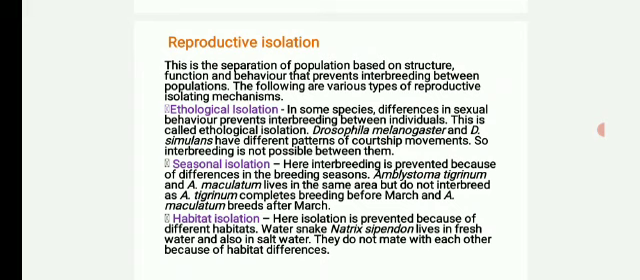Number 3, habitat isolation. Here interbreeding is prevented because of different habitats. Water snake Natrix cyclopion lives in freshwater and also in salt water. They do not mate with each other because of habitat differences.